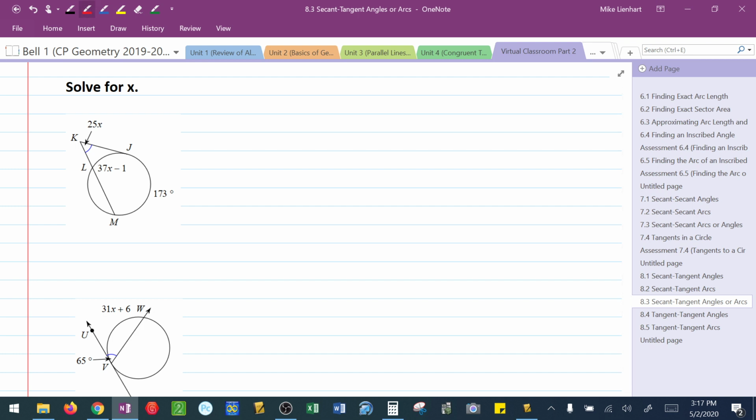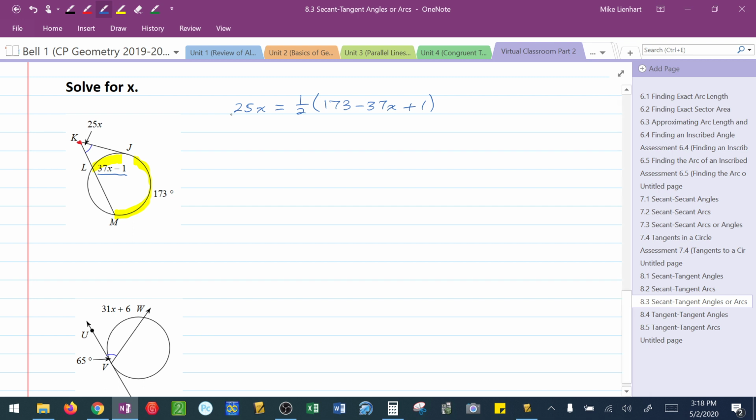Again, even though they've got more expressions, the key is where's the vertex? Vertex out gives me two arcs. I know the equation says the angle is equal to half the difference of the arcs. This would be the big arc is 173, and then I'm going to subtract 37x, and I would be subtracting negative 1, which would be plus 1. So remember, you're subtracting in that expression of the smaller arc both pieces. So simply change the signs.